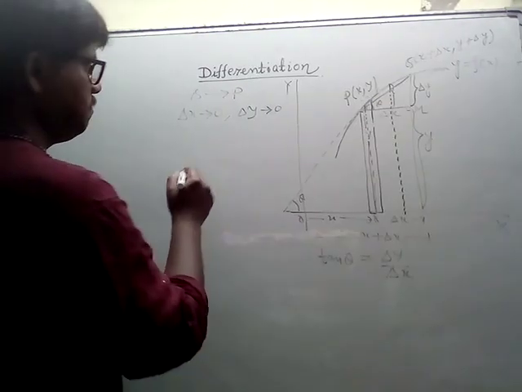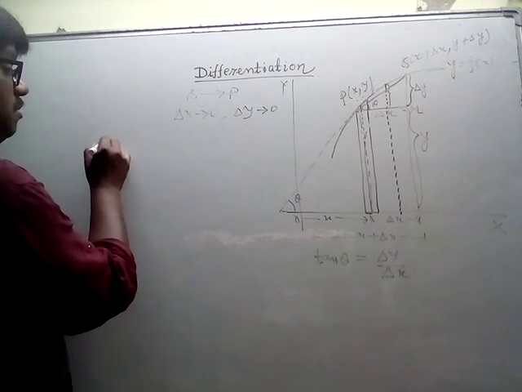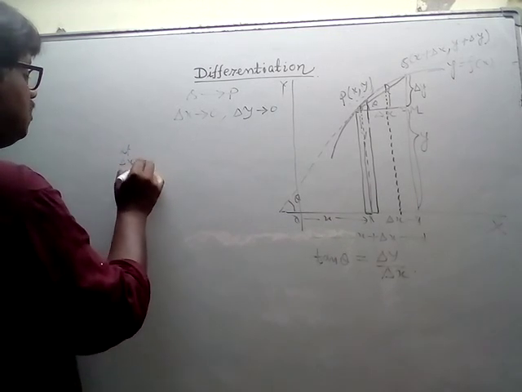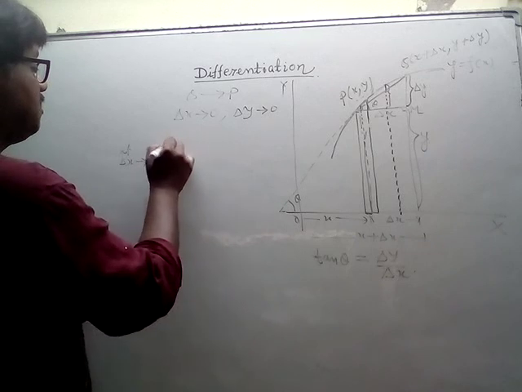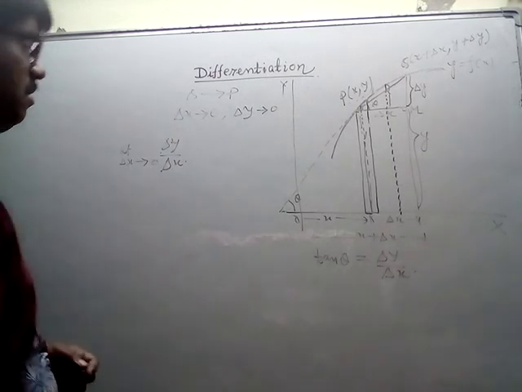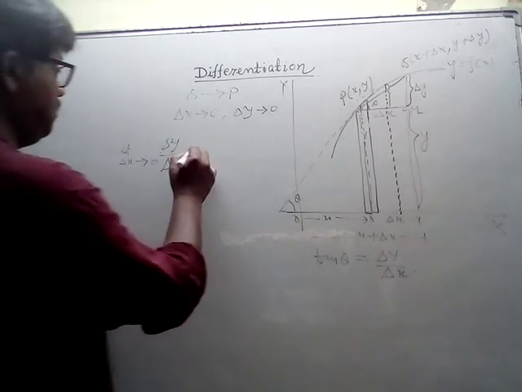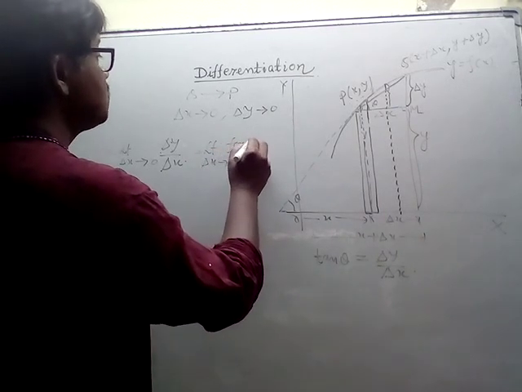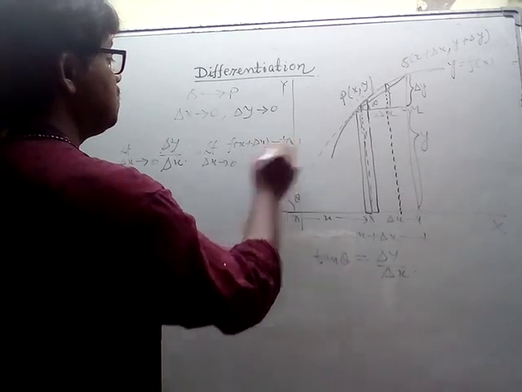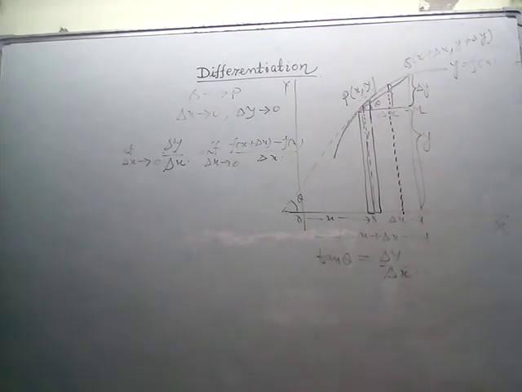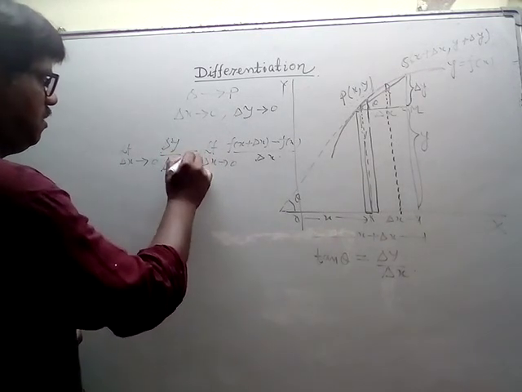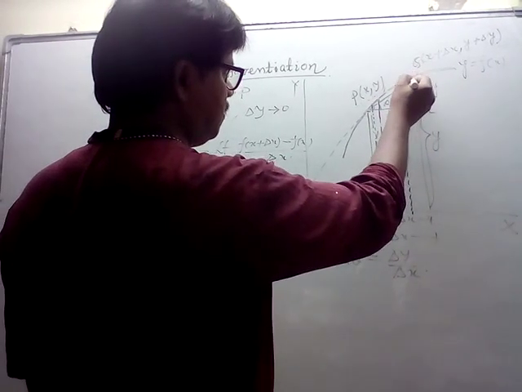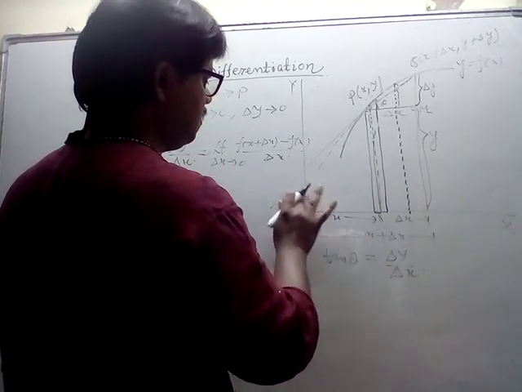Then the limit, when delta x tends to 0, of delta y divided by delta x. That is, limit delta x tends to 0, where delta y means f of x plus delta x minus f(x), divided by delta x. Then what will be this limit? If we draw a line like this, this line makes angle theta.